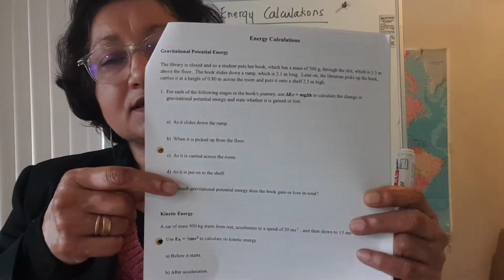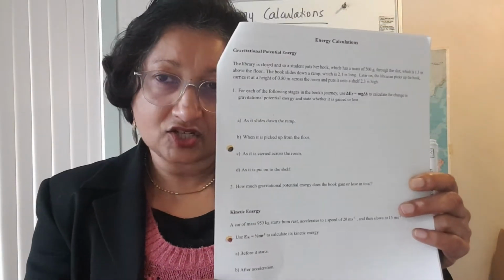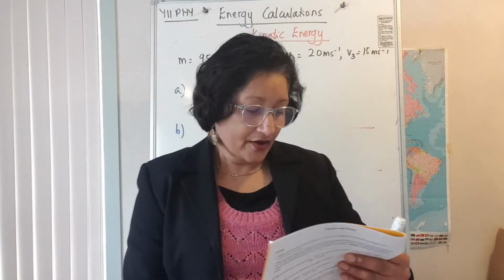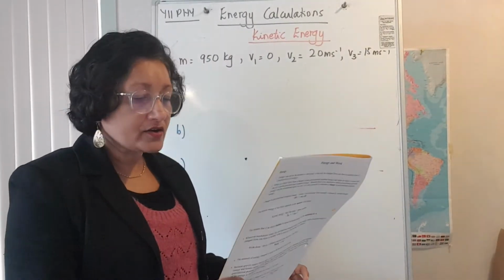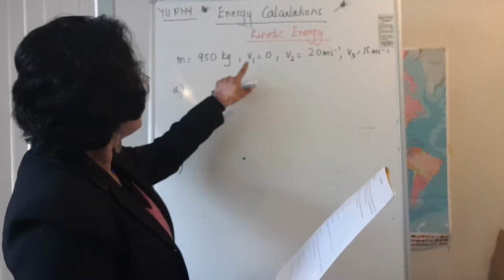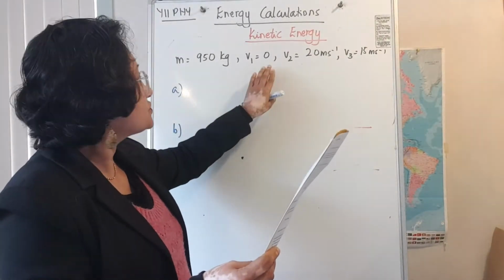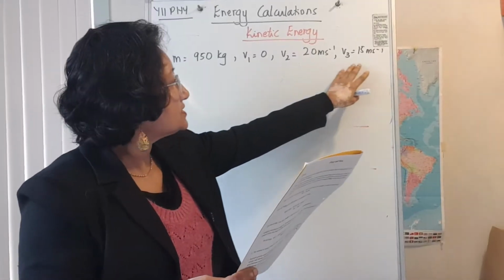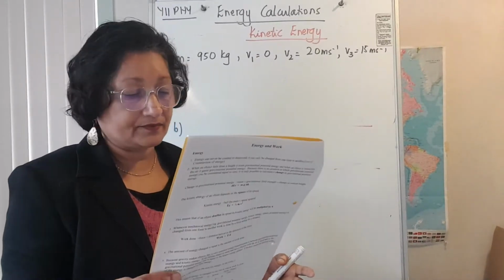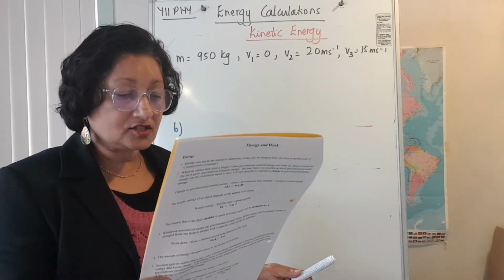So we've done the first part in my previous video, and this one is asking you to calculate kinetic energy using this formula, which is brand new to you because this is the first day you're looking at it. Okay, so here's a question. A car of mass 950 kilograms starts from rest. So from rest, I just said V1, okay, and then it accelerates to a speed of 20 meters per second, and then it slows down to 15 meters per second. So there's three different velocities or speeds given. Okay, so use Ek equals half mv squared to calculate its kinetic energy.